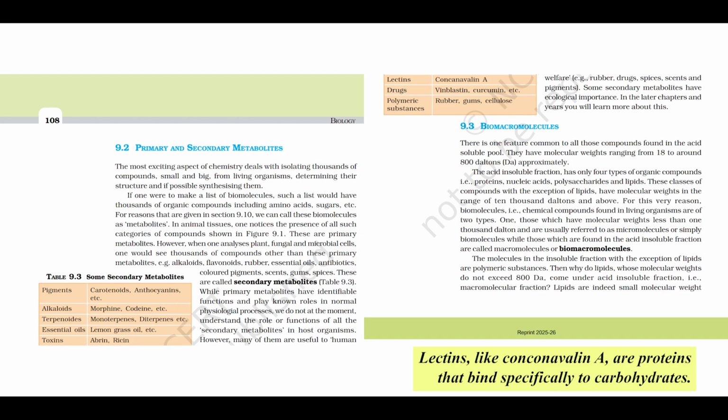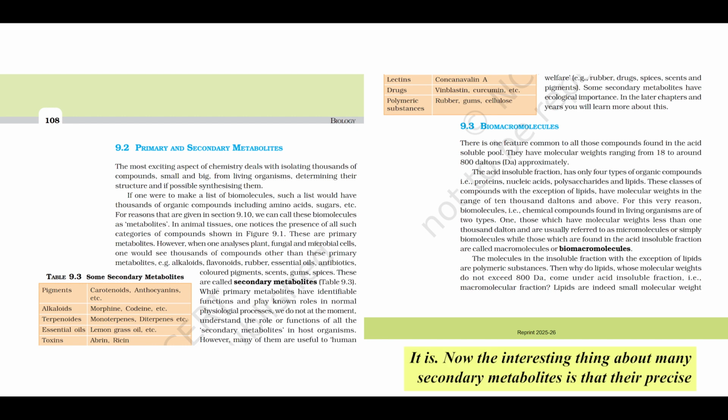Lectins, like concanavalin A, are proteins that bind specifically to carbohydrates. Then you have actual drugs derived from plants, like vinblastine, an anti-cancer drug, or curcumin from turmeric, and even polymeric substances like rubber, gums, and cellulose. Though cellulose is also structural, it's sometimes listed here in this context. Wow, that's a really diverse list. Rubber, drugs, pigments. It is.